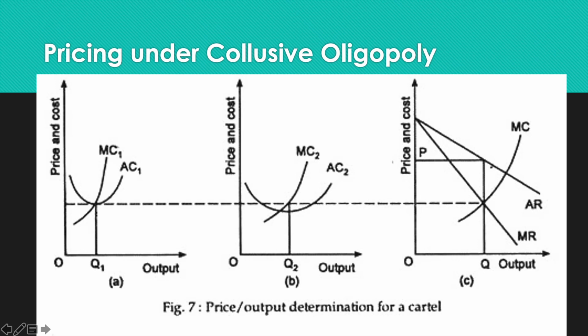And a cartel is a formal agreement among firms regarding pricing or market sharing. Now, firms often get together and they set prices to maximize total industry profits or even outputs.